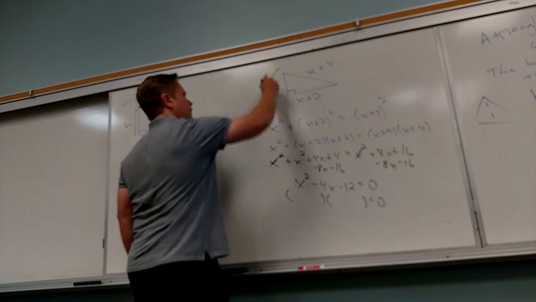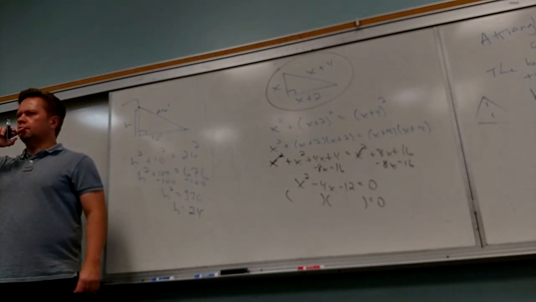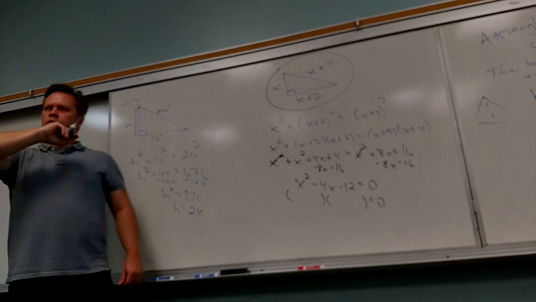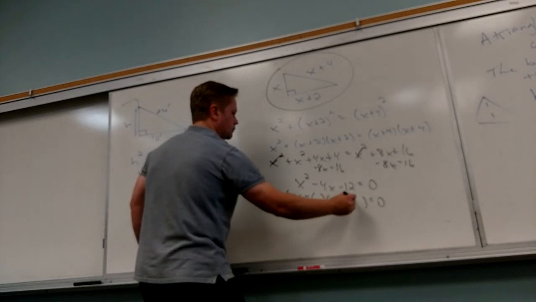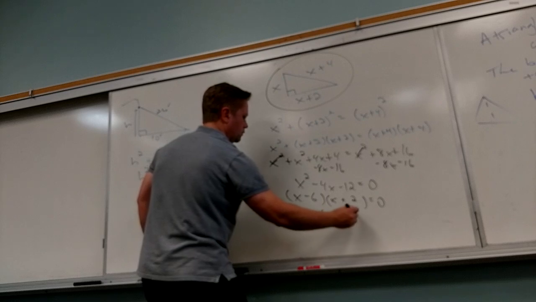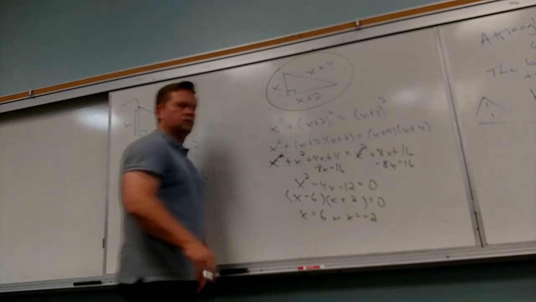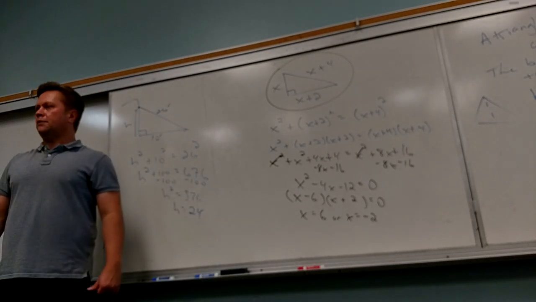Inherent in this is a physical triangle I've drawn, so the answer has to make physical sense. What is it? X minus 6. So x is either 6 or x is -2. It's a little fast, but -2 freaks out for a couple reasons.